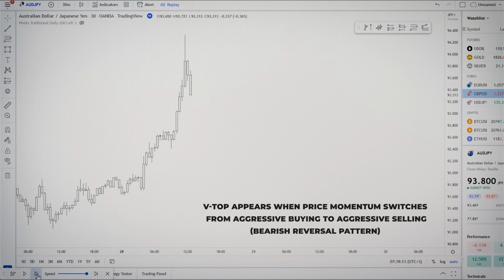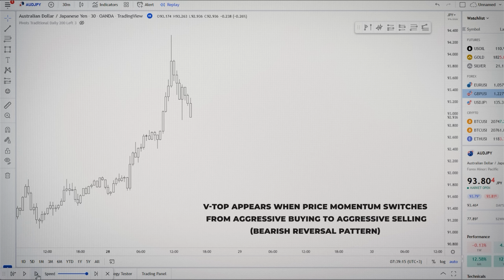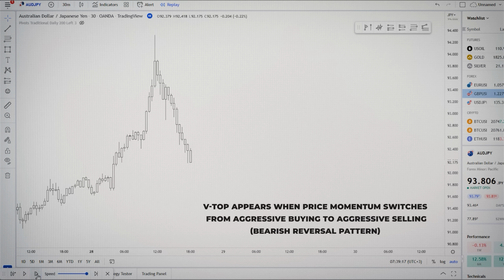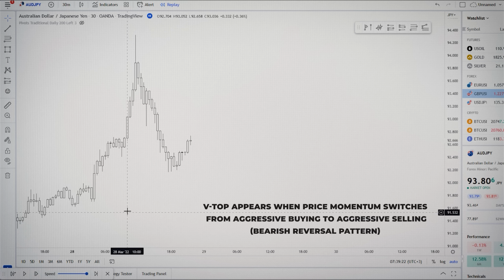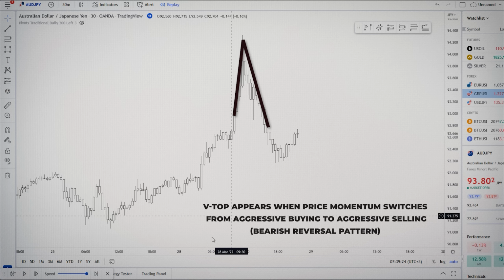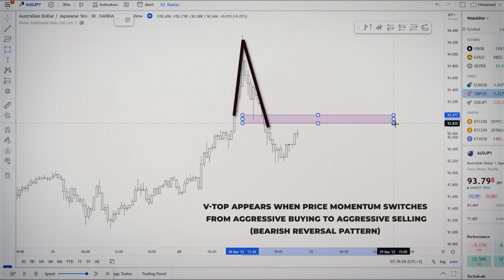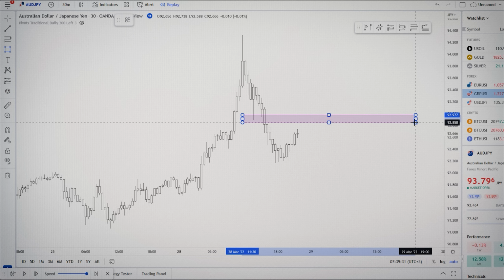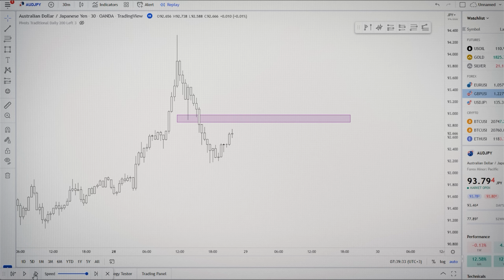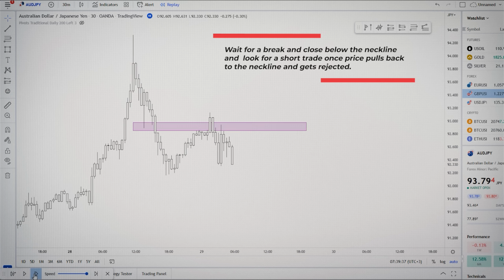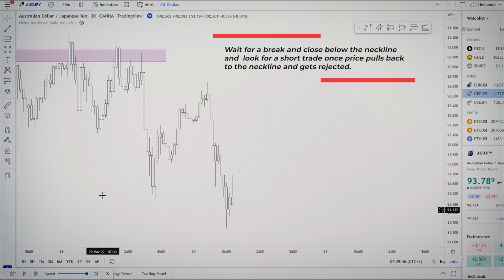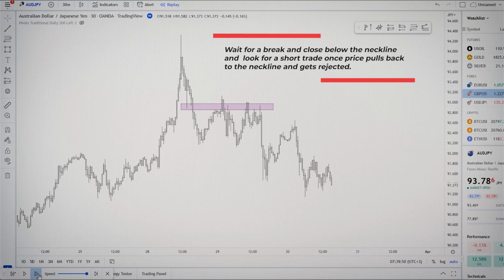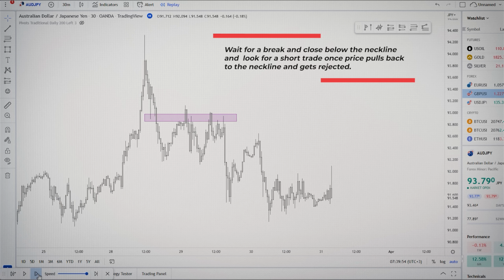The V-top pattern appears when price momentum switches from aggressive buying to aggressive selling. This is a bearish reversal pattern. In a V-top, price traded higher and reversed lower, with a massive increase in momentum. There are many ways to trade the V-top, but the most conservative way will be to wait for a break and close below the neckline, and to attempt a short once price pulls back to the neckline and gets rejected.